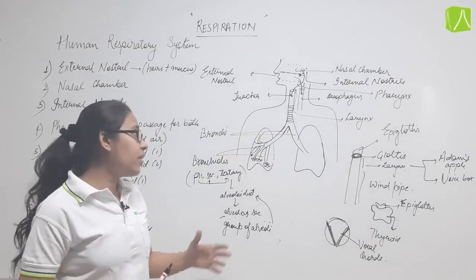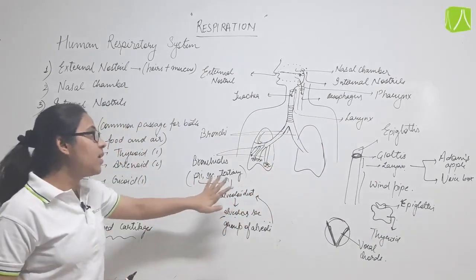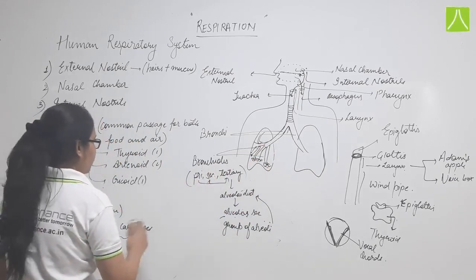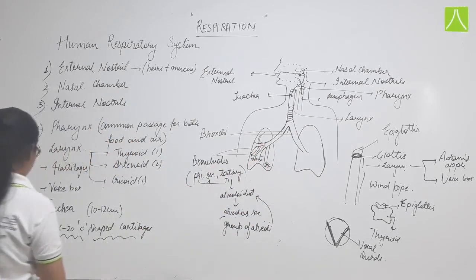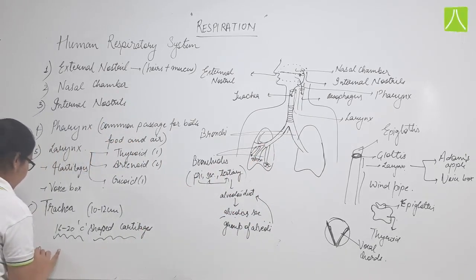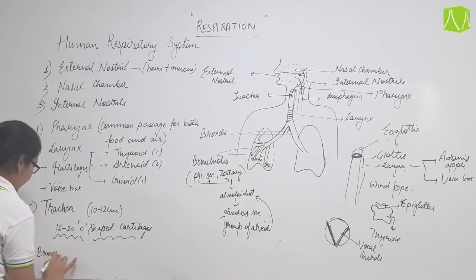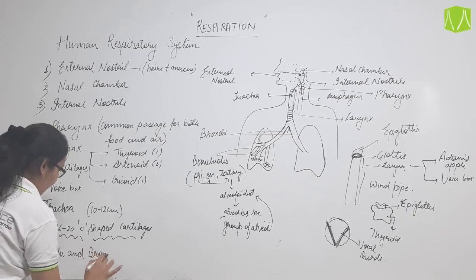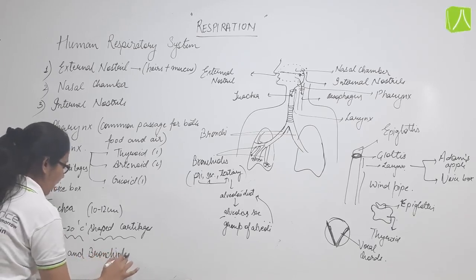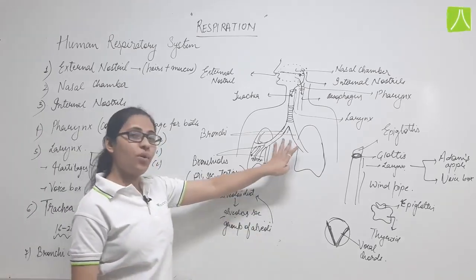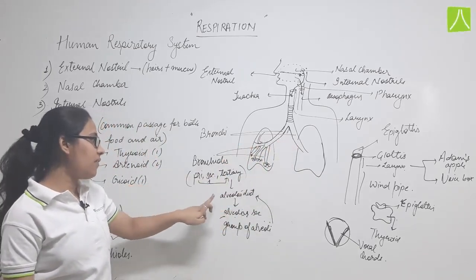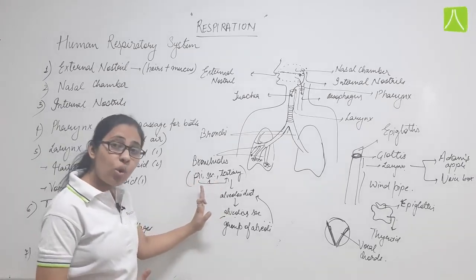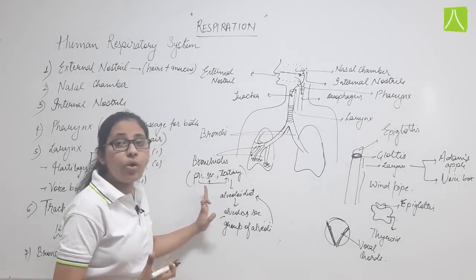This trachea is divided into bronchi. I have explained this. Now, this bronchi further divides into bronchioles. This is the 7th point we can say, bronchi and bronchioles. These are the bronchi, these are the bronchioles, which can be primary, secondary and tertiary. They show branches. These are the branched bronchioles.